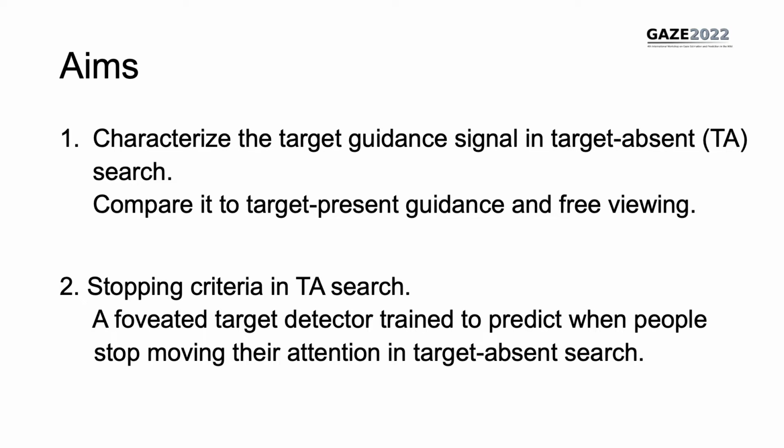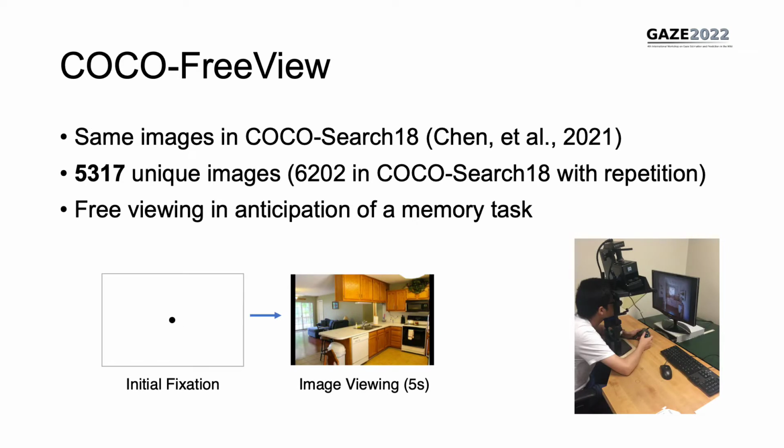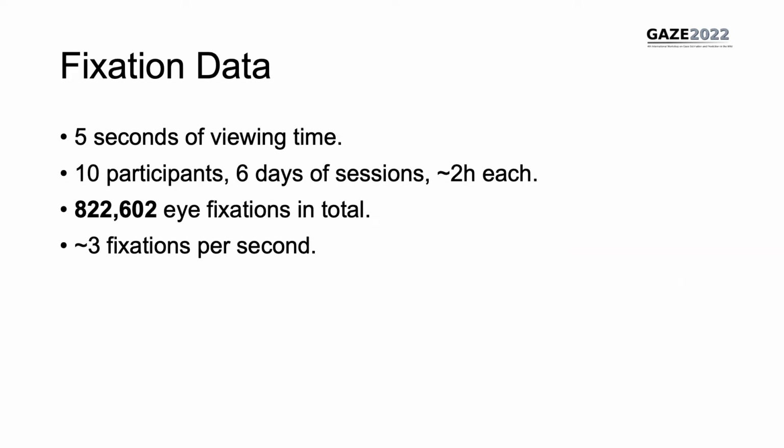So for aim 1, to compare target-absent search to free viewing behavior, we created a new dataset, COCO Free View. COCO Free View is a dataset of free viewing fixations for the same images used in COCO Search 18. We had 10 participants view each image for 5 seconds, with a total of 12 hours per participant. We collected more than 800K fixations in total, with each participant viewing the whole set of images.